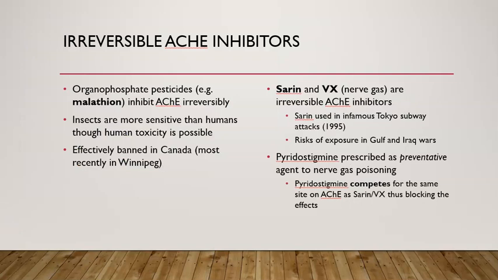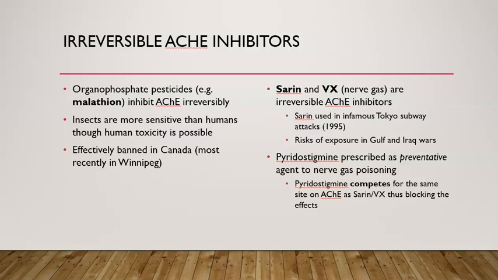Now, there are some irreversible acetylcholine esterase inhibitors. So these would be inhibitors that bind permanently, and in order to relieve symptoms of these inhibitors, we actually have to wait for the acetylcholine esterase to be removed from the body and new ones to be made, and that can take some time. So these tend to have more negative long-term effects. And again, we see this in some pesticides.